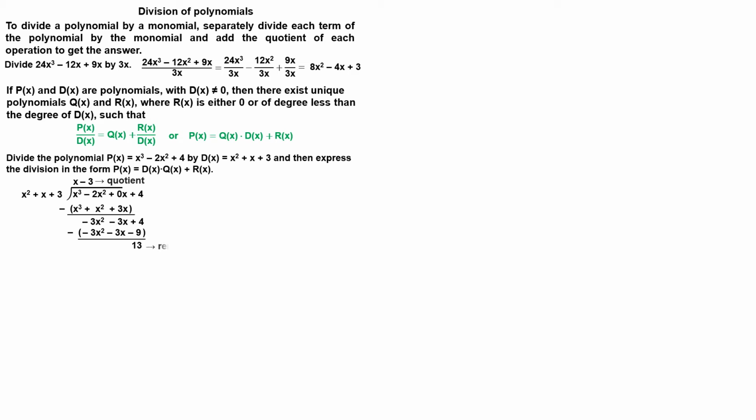We write the final answer as follows. Dividend equals divisor times quotient plus remainder. Let's see another example.